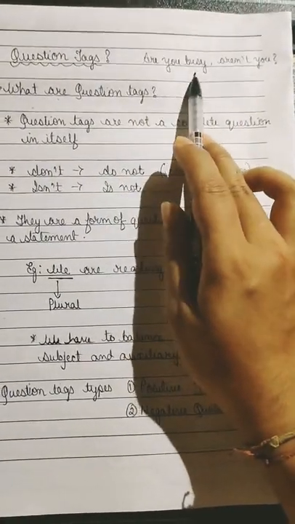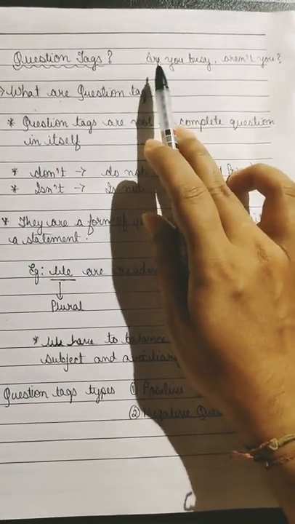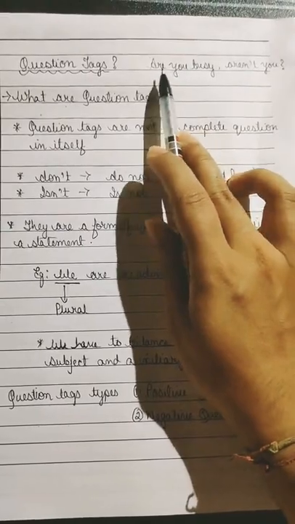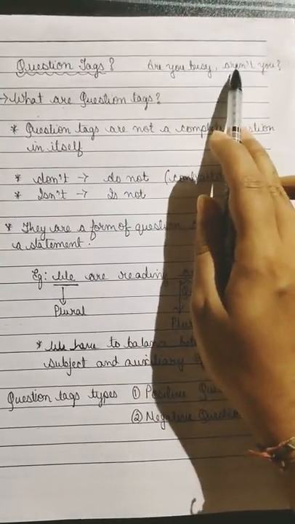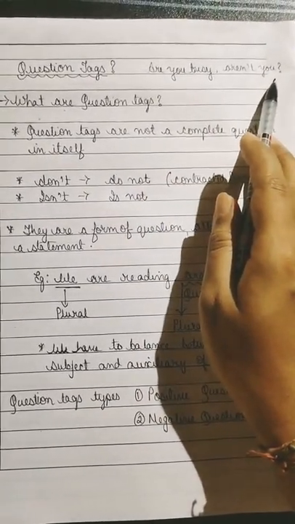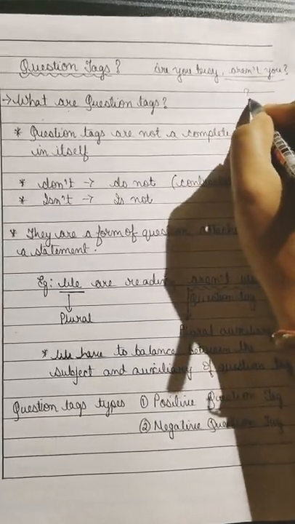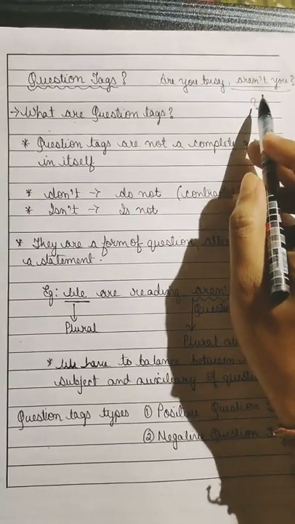Are you busy? Is a sentence, right? We ask someone, are you busy? So if you ask the question, are you busy? Aren't you? This aren't you is the question tag. This aren't you is considered as question tag. We have to remember that.